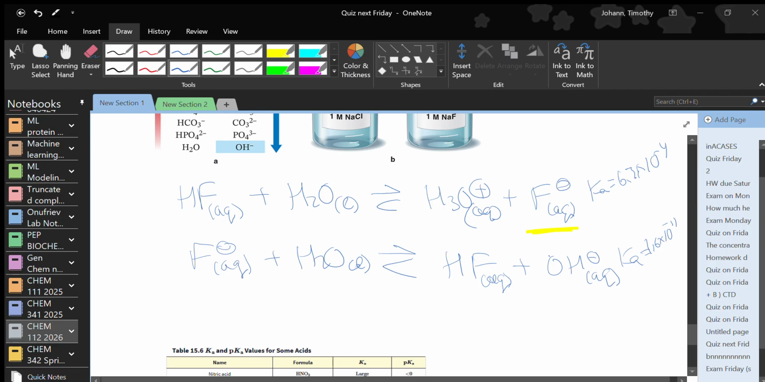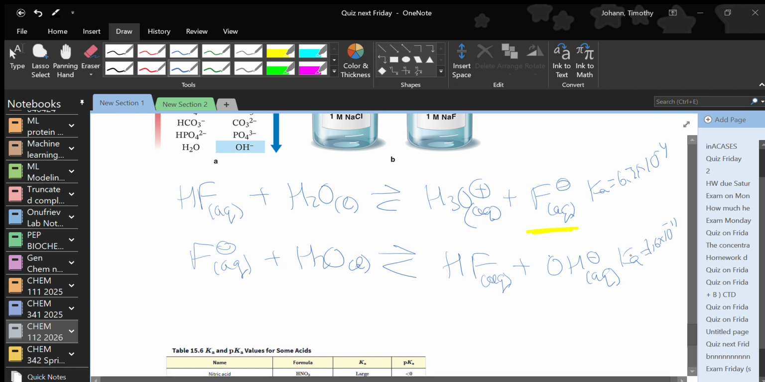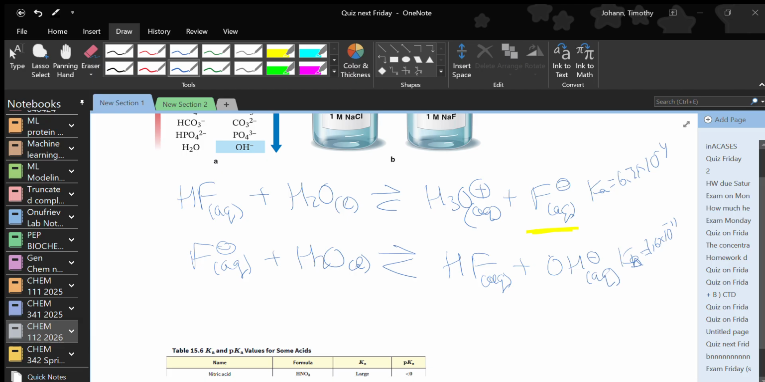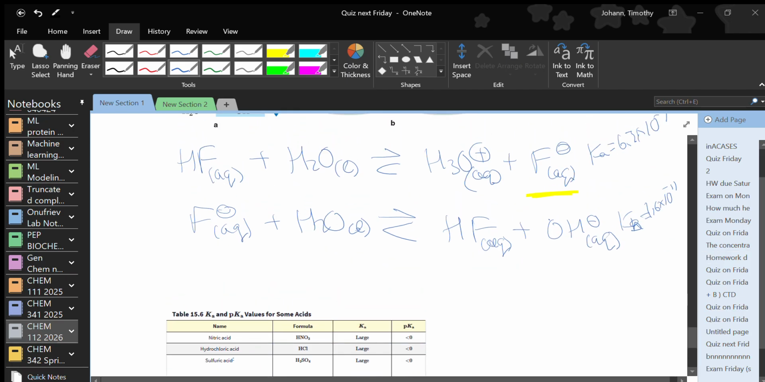The important thing is that they're not exactly the reverse of each other. If they were exactly the reverse of each other, this, sorry, I wrote a Ka. That's actually a Kb because it's a base. But this would be 1 over that. Remember, if we flip a reaction, we go 1 over that for the K. But we can't do it here because it's not the same reaction. However, there's an interesting relationship here between these reactions.